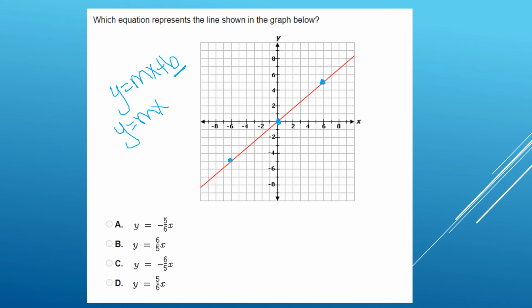So I can go 2 ways, but we'll try them both. Okay, I'm going to go down first. I'm going to go down 1, 2, 3, 4, 5. And I'm going to go to the left. 1, 2, 3, 4, 5, 6. So I've got negative 5 over negative 6. I'm also going to do it this way. Up 1, 2, 3, 4, 5, and over 1, 2, 3, 4, 5, 6. So negative 5 over negative 6 and positive 5 over positive 6 are the exact same thing.